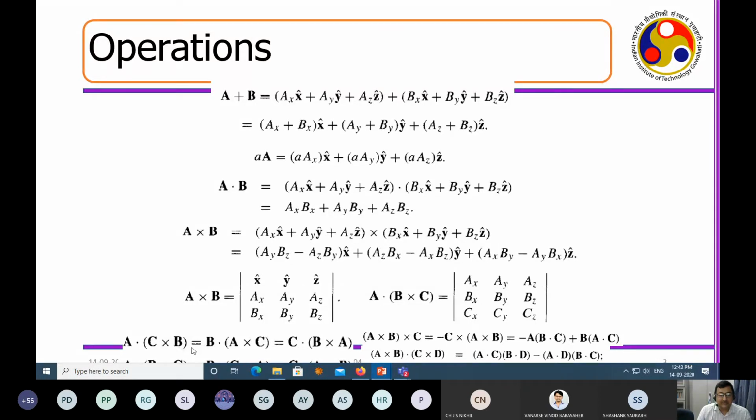Similar for A dot C cross B, B dot C cross B, right? Now suppose A cross B cross C. A cross B is a vector which is perpendicular to both A and B. Suppose this is D. Now D cross C will be a vector which is perpendicular to both D and C. So A cross B cross C will lead to another vector.